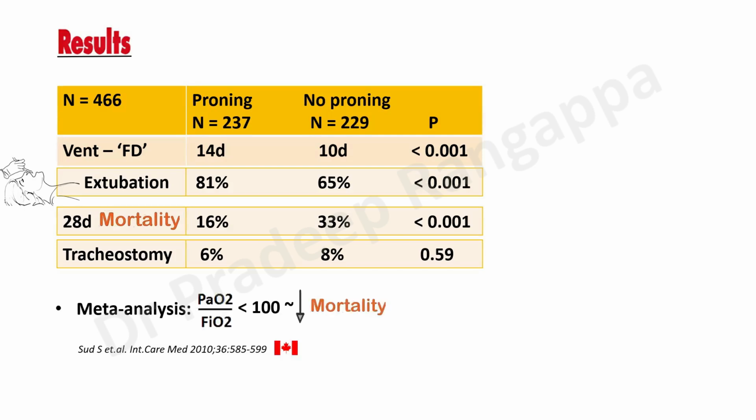After this, there was a meta-analysis that came from the Canadian group, where in patients with PaO2/FiO2 less than 100, proning significantly reduced mortality.